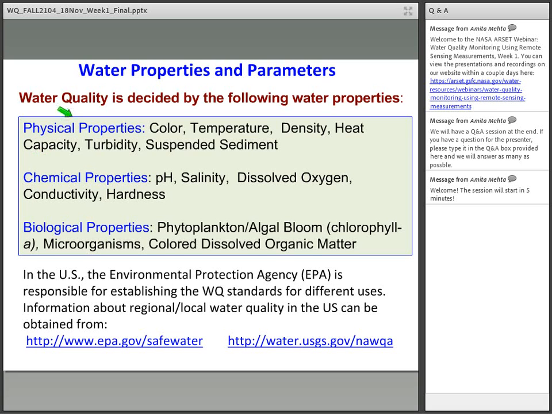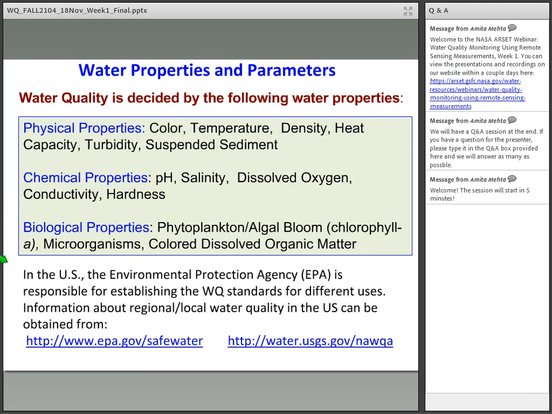These are physical, chemical, and biological properties: color, temperature, density, heat capacity, turbidity, suspended sediments, pH, salinity, dissolved oxygen, conductivity, hardness, and biological properties such as phytoplankton or algal bloom, which are indicated by chlorophyll in the water, microorganisms, pathogens, or colored dissolved organic matter. All these properties define water quality.